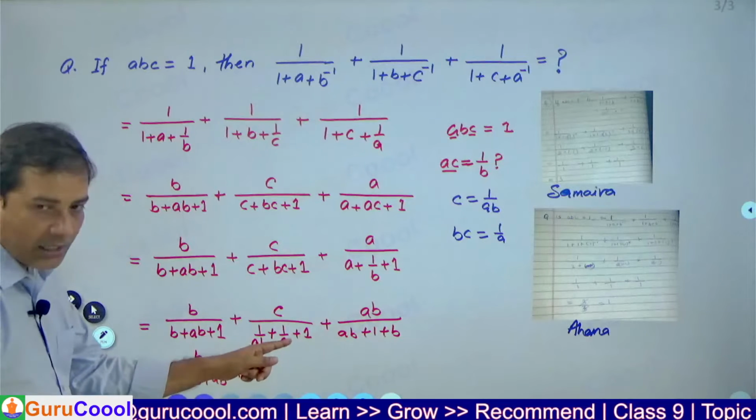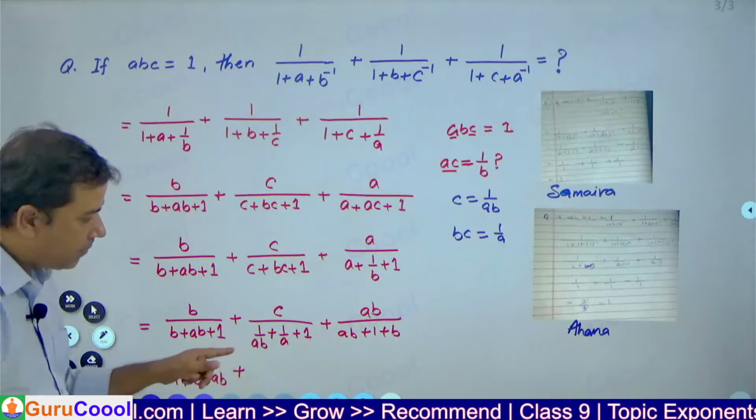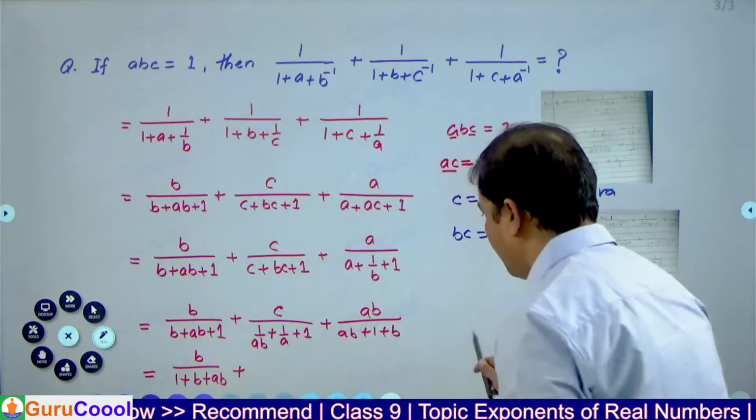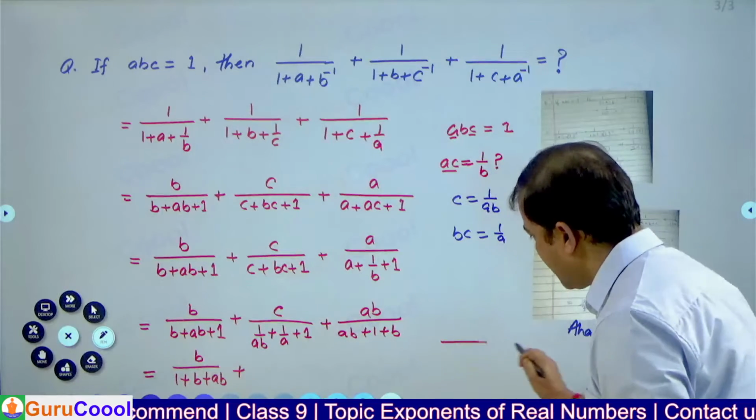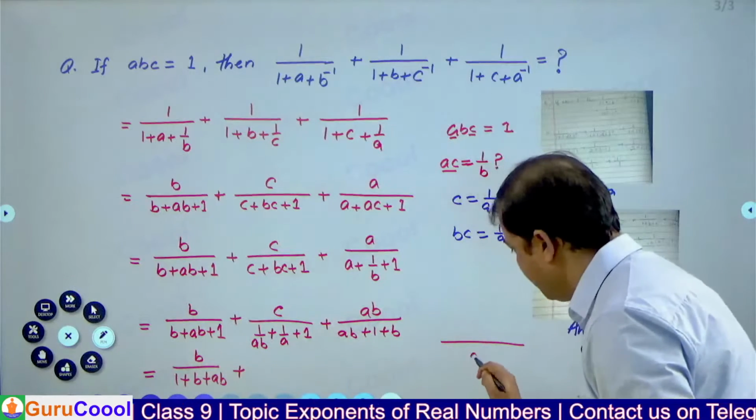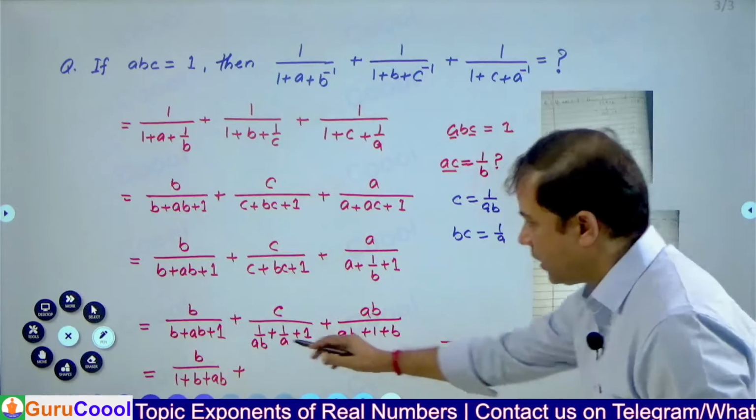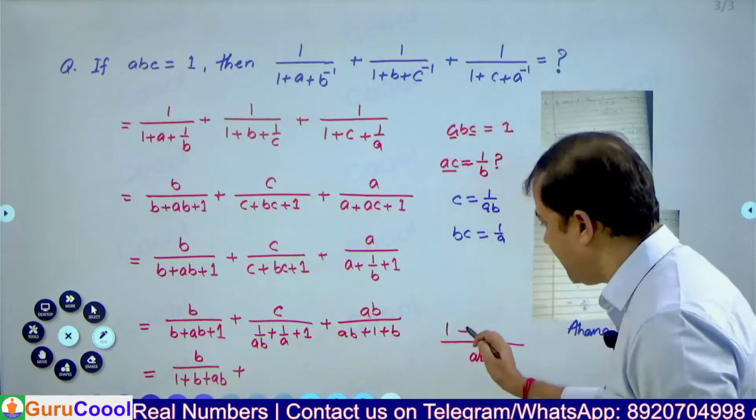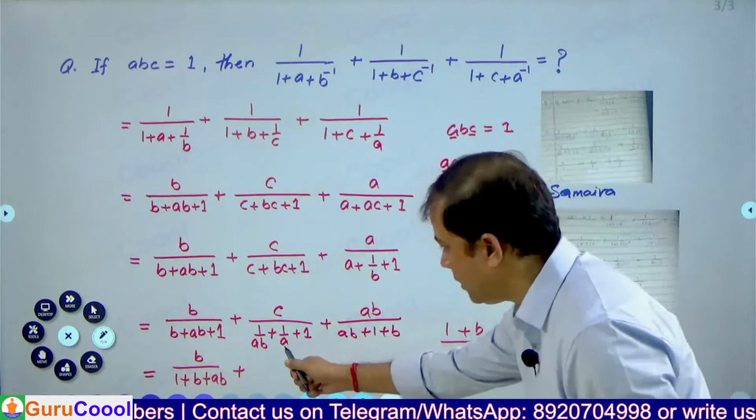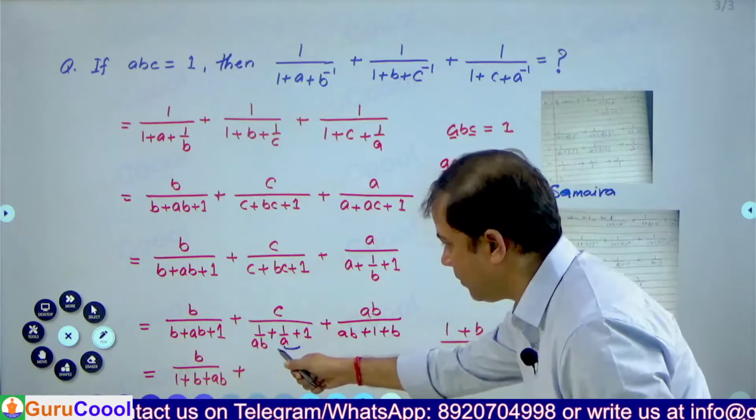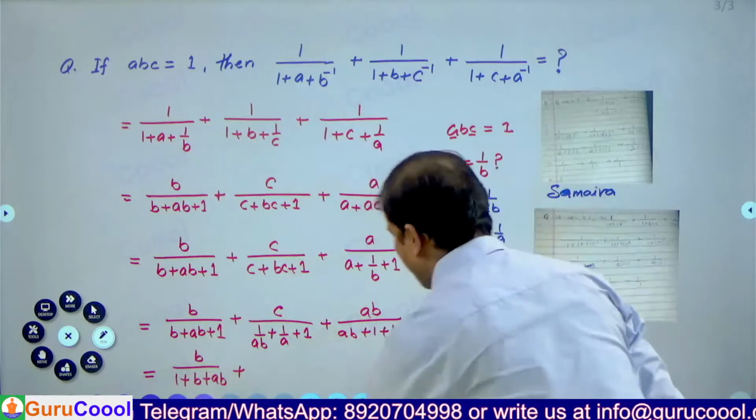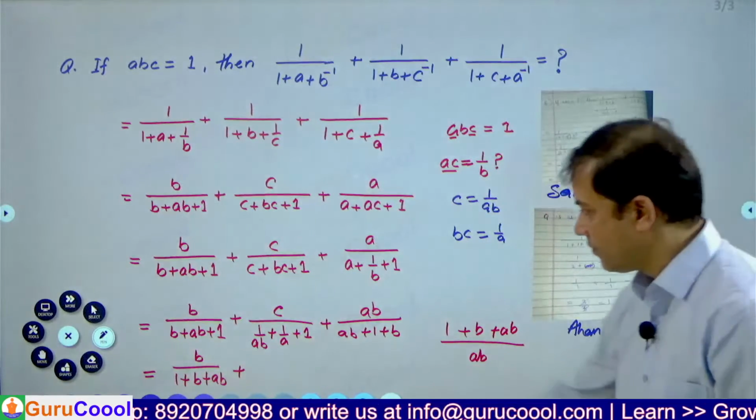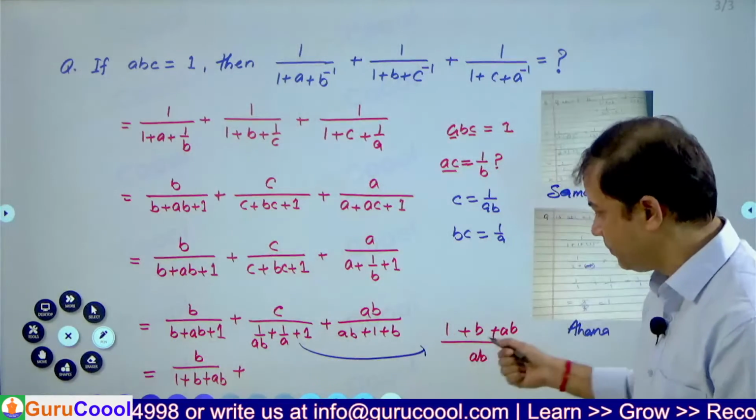In the second one, I'll take LCM as AB. So what will remain? Let us do it in the rough space here. If I take AB as LCM, then the first numerator will be 1, the second numerator will be B, and the third one is LCM into 1, that is AB into 1. Does this make sense? Yes. This is for the denominator part.